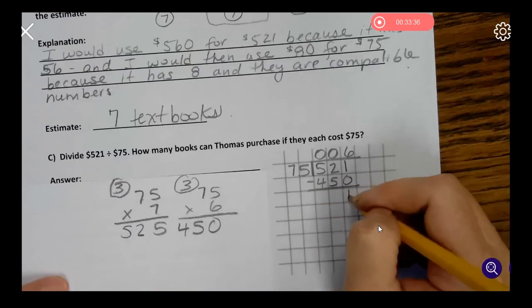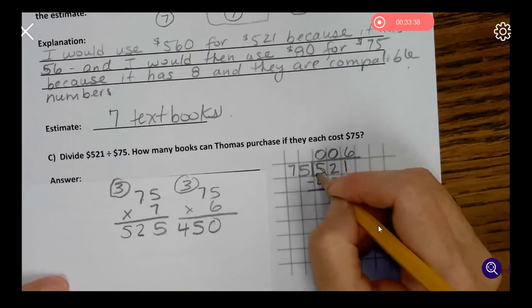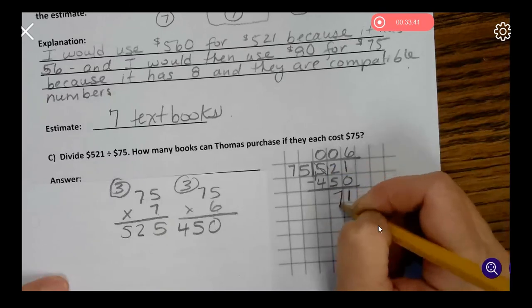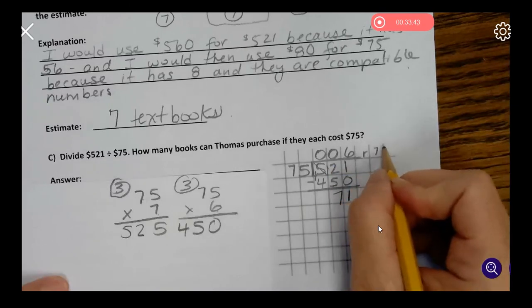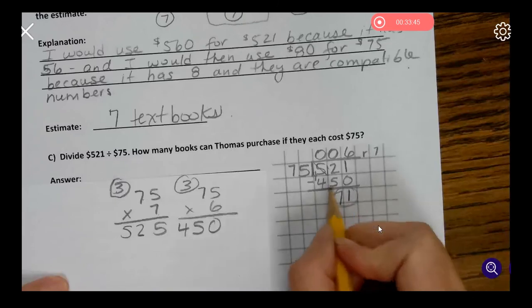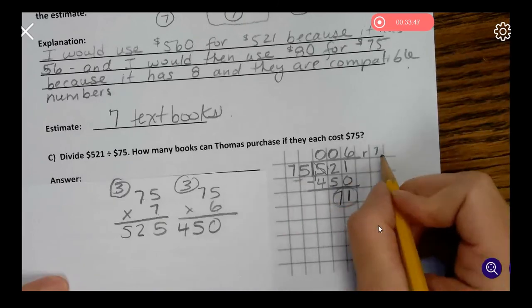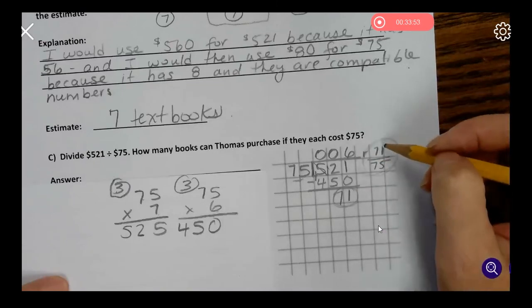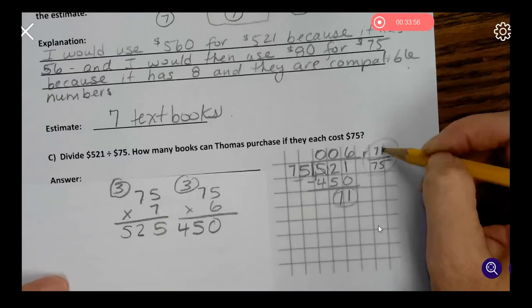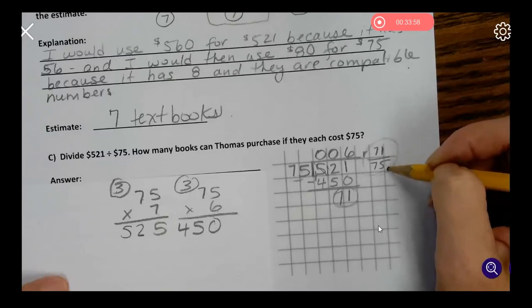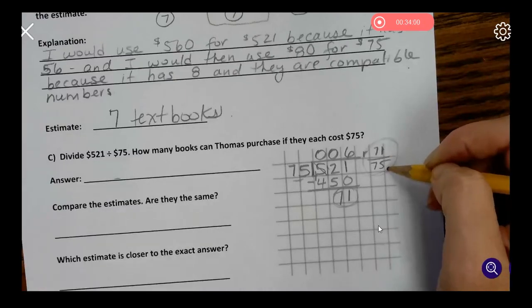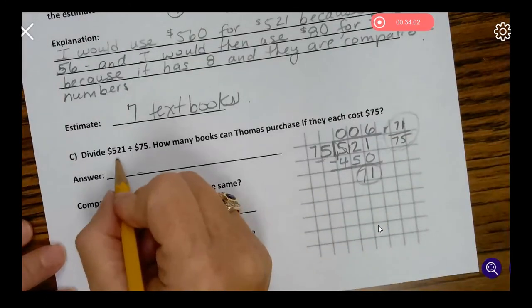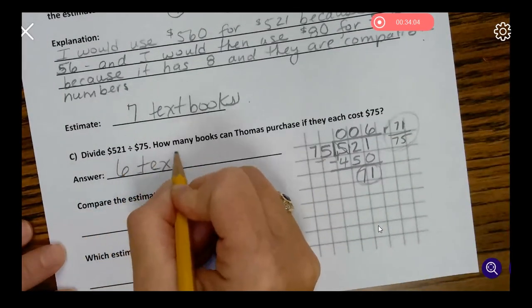That's a shame. Okay, 450, 521 minus 450, remainder 71. See, look, he has a remainder of 71 out of 75. So that's actually very close. He almost had a whole textbook. So he would be able to buy 71 parts out of 75 parts of a textbook. Okay, so he could get 6 textbooks.